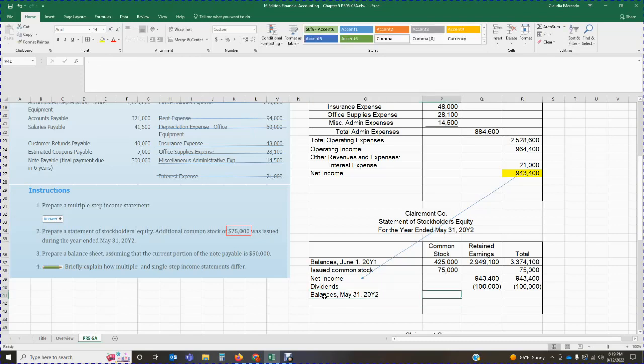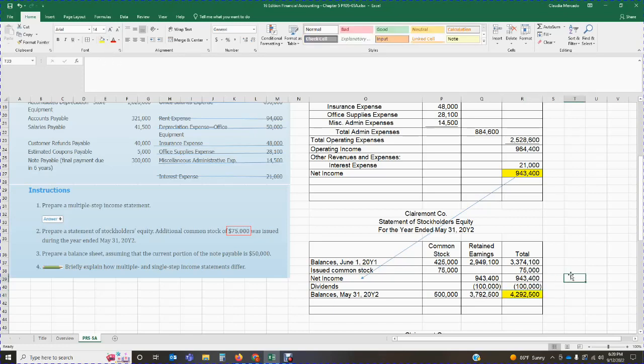Now we can get our ending balances as of May the 31st, 20Y2. We're going to get the totals from each column. So at the end, we started off on June the 1st with 425,000 in stock. We ended up with 500,000. My retained earnings, I started with $2,949,100 and I ended up with $3,792,500, mainly due to that income that we generated in the business. My total stockholders' equity is $4,292,500.